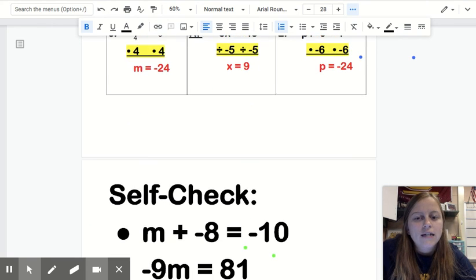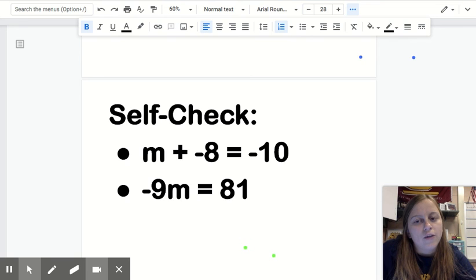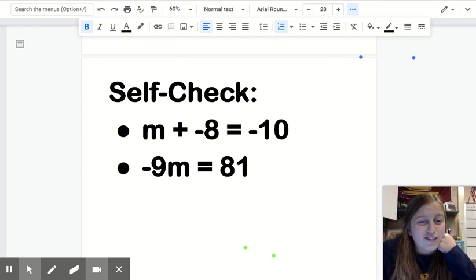All right, so self-check. I want you to self-evaluate. Solve these two equations in your notebook, and we'll go over them together as a class.